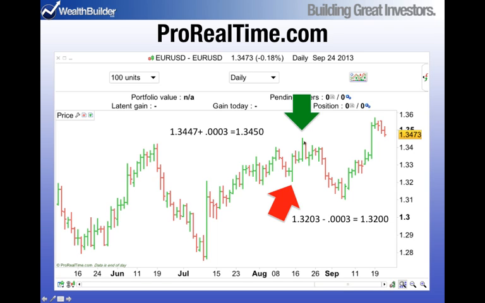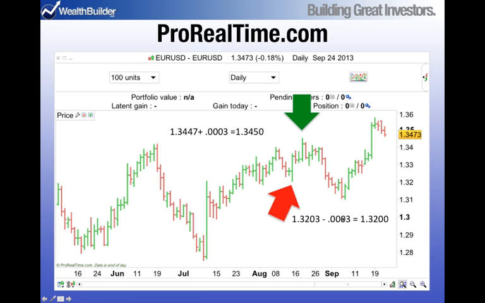So if our most recent swing high, the high of the day, is 1.3447, if we add a 3 pip buffer, we get 1.3450. Now our stop loss is our most recent 3-bar low. If our most recent 3-bar low is at 1.3203, remember we have to subtract our buffer. So if we subtract 3 pips from the low, it's going to be 1.3200.